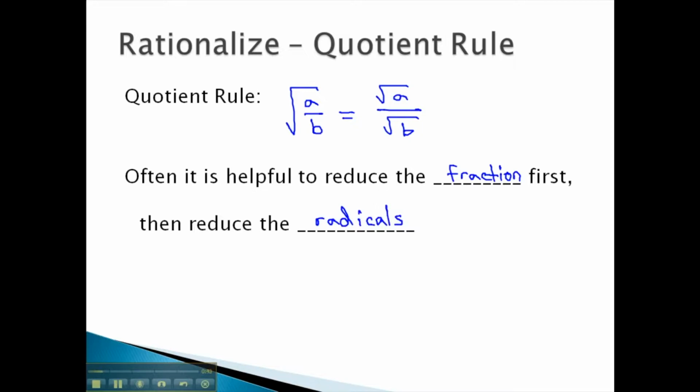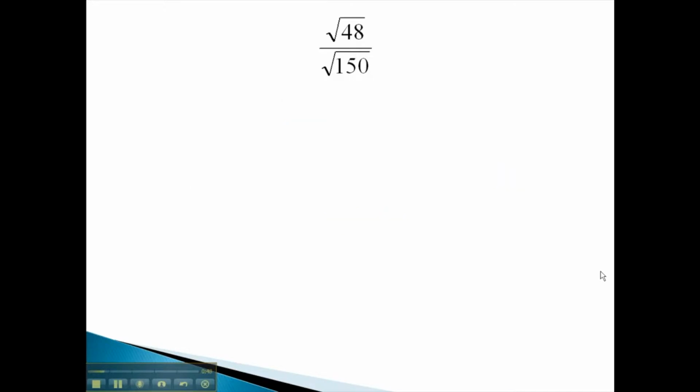Let's take a look at some examples where we reduce these expressions. Here, we've got two square roots. However, because we've got the same square root in the numerator and denominator, we can treat that as one square root over the entire thing. The square root of 48 over 150. We can now look at this fraction and reduce it. 48 and 150 are both divisible by 6. 48 divided by 6 is 8. And 150 divided by 6 is 25.